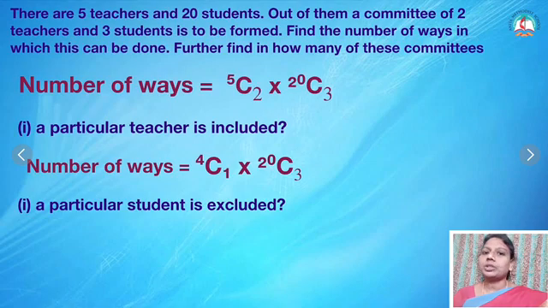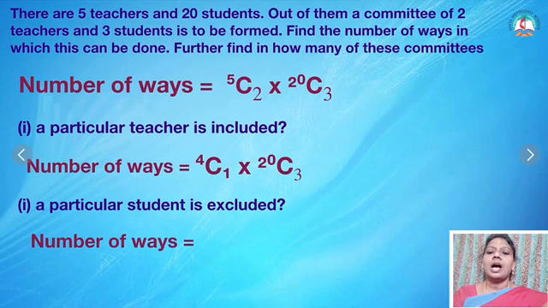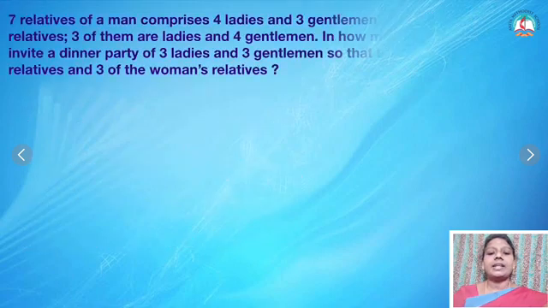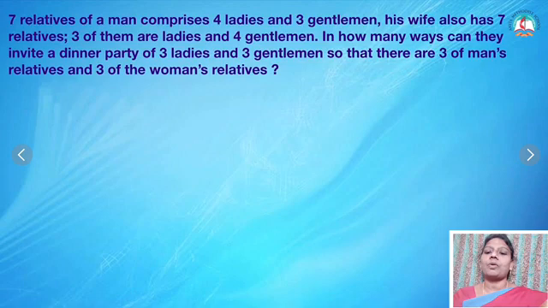Now a particular student is excluded. Some particular student we should not take into the committee. So what do I have to do? One child should not join that committee, so 20 is reduced to 19. We are excluding that child. Therefore, the number of possibilities is: out of 5 teachers we select 2 teachers, and out of 19 students we select 3, because one child is not included in that committee.